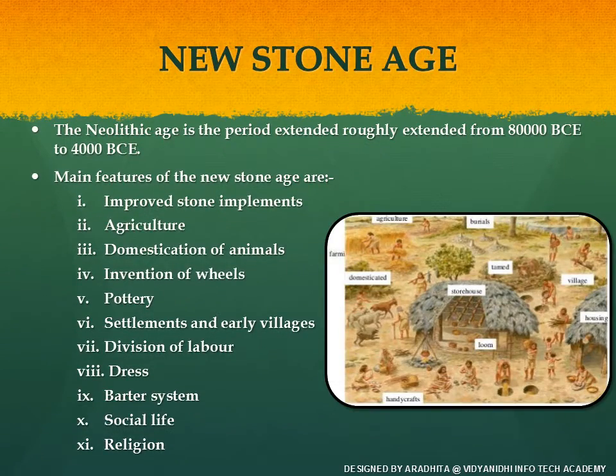Number 3. New Stone Age. The Neolithic Age is the period extended roughly from 80,000 BCE to 4000 BCE. Main features of the New Stone Age are improved stone implements, agriculture, domestication of animals, invention of wheels, pottery, settlements and early villages, division of labor, dress, barter system, social life, religion.